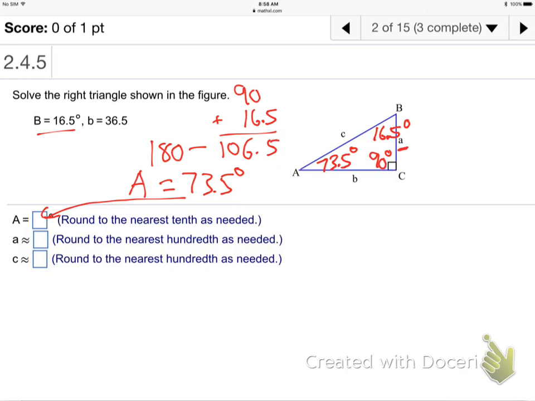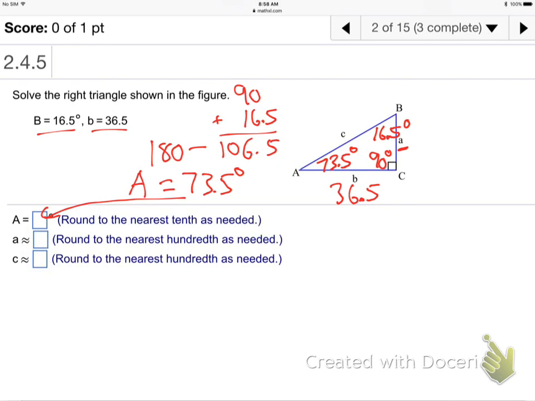How do you do it? Well, there's a couple of ways. You could use the 73.5 and the little a. What else do we know? Do we know anything else? Oh, the b. The b down here is 36.5. They gave me that.